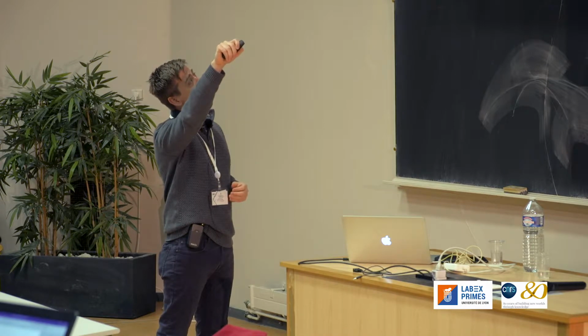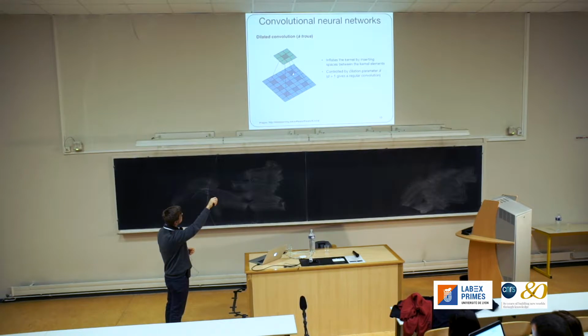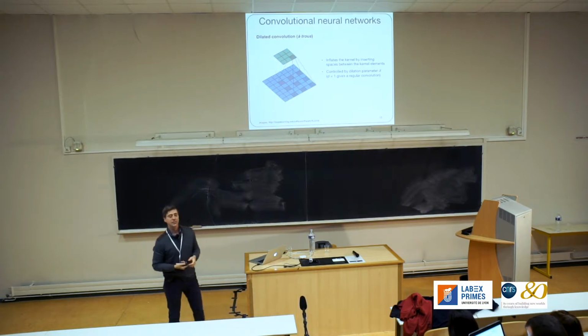So look at the dark blue elements on the lighter blue image. These dark blue squares correspond to your filter, and you can see that there are holes in between. And this is why dilated convolutions are often called à trous.